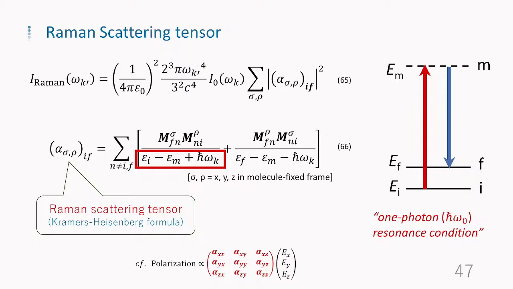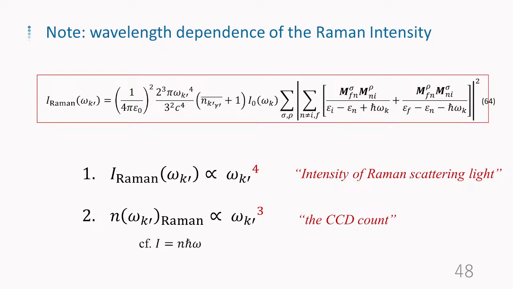And rho and sigma correspond to xyz, xyz. Totally 3 by 3, it explains 9 independent components. Actually, not independent, but 9 components. So this is the same form as the polarizability tensor. So this is a form of the tensor, the Raman scattering tensor. Okay. So this is another way of writing the Raman scattering intensity.